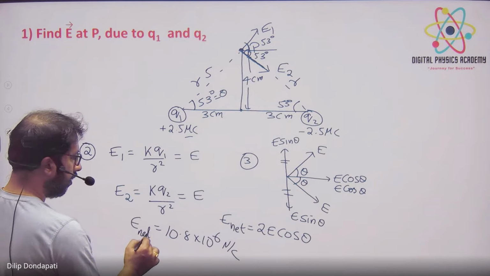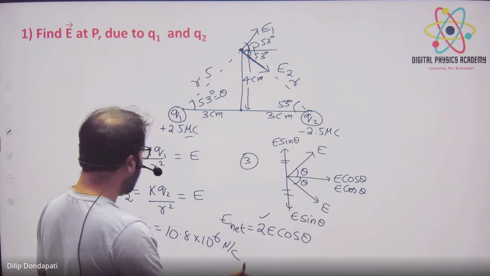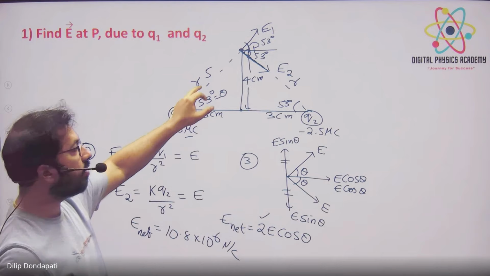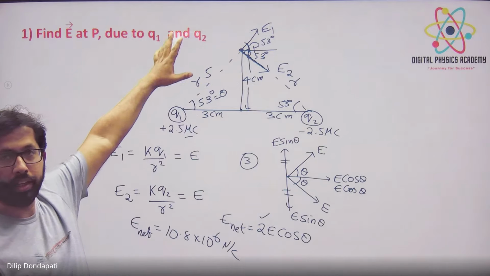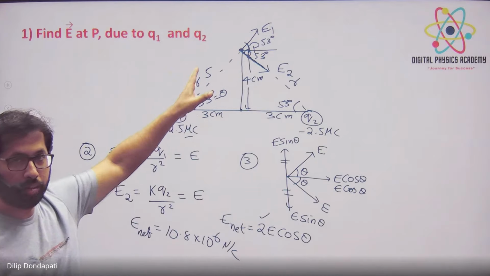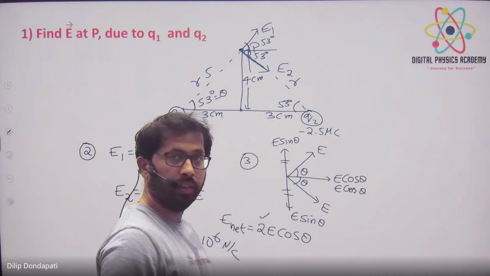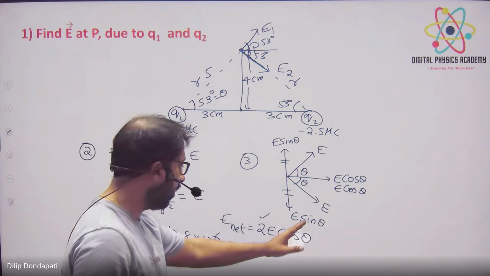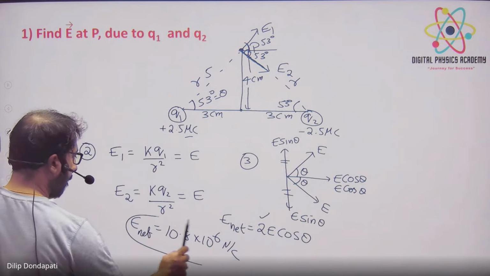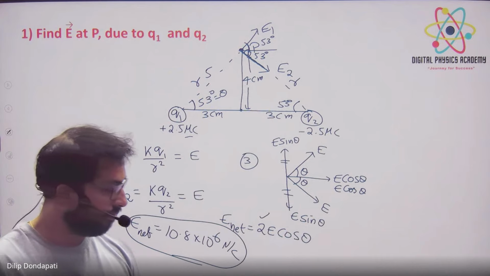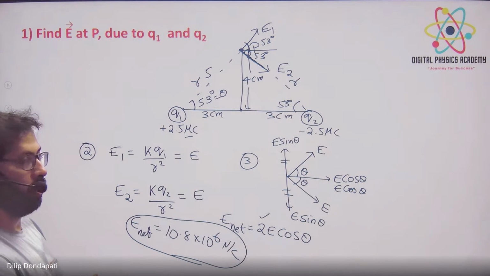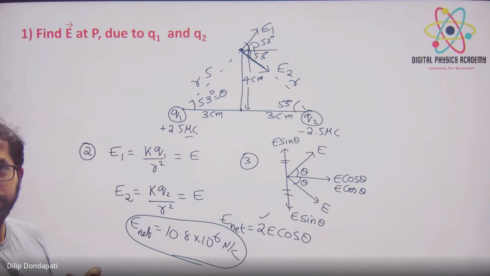Right, 2 into K, in place of K put 9 into 10 power of 9. This one is 2.5 into 10 power of minus. And R value, how much did you take? 5, right? 5 into 10 power of minus 2, you took it, right? Because centimeter. Whole square, right? Whole square, 10 power minus 4 will come, into 3 by 5. What is this answer? So same model, superposition principle will be used. You'll understand. Answer, Sriram? Okay.